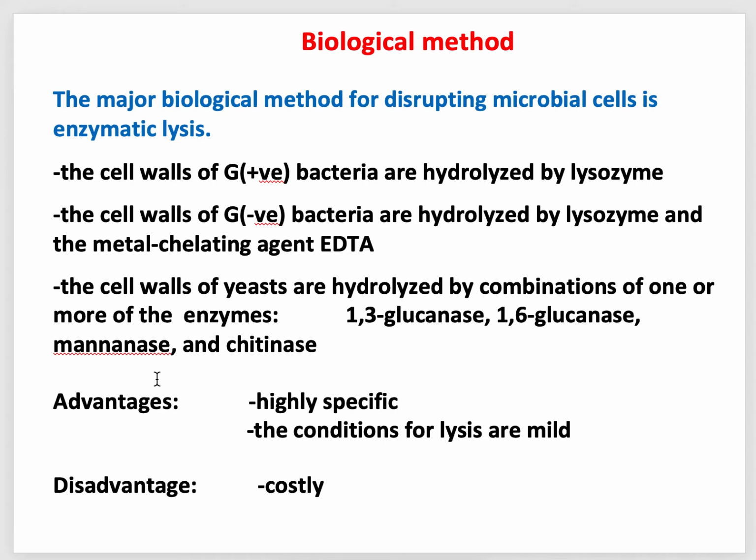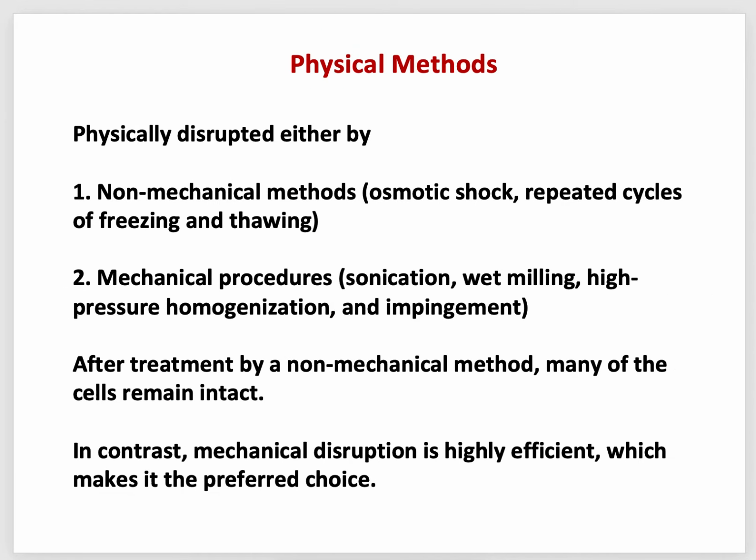The advantages of using biological methods are that they are highly specific, and the conditions for lysis are mild. But the disadvantage is that they are costly, because in biological methods we use enzymes, and enzymes are costly. Now, physical methods.